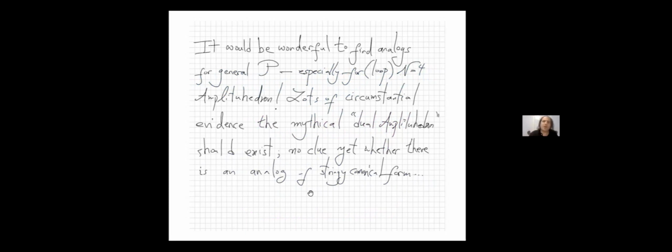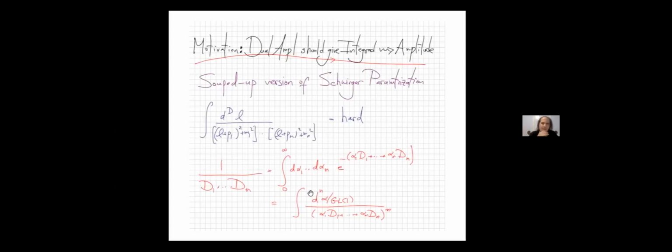Now, it would be wonderful to find analogs for general positive geometries of these two pictures. Especially for the loop n equals 4 amplitude, as I said. There's lots of circumstantial evidence that this mythical dual amplitude should exist. There's no clue yet whether there's an analog of stringy canonical forms for the n equals 4 amplitude, but it would be wonderful if these things existed.